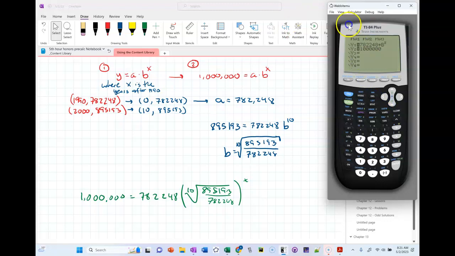Now, what I'm going to do is graph these two things and look for the intersection. To do that, though, I have to be careful about my viewing window. So let's think about this. X is the year since 1990. So 0 is a good start because that's 1990. In 10 years, I went from 782 to 895. So almost from 800,000 to 900,000. By year 20, I'd expect to be right around 1 million. So maybe I'll do a little more than 20. Maybe I'll do 25 or 30 for my X.